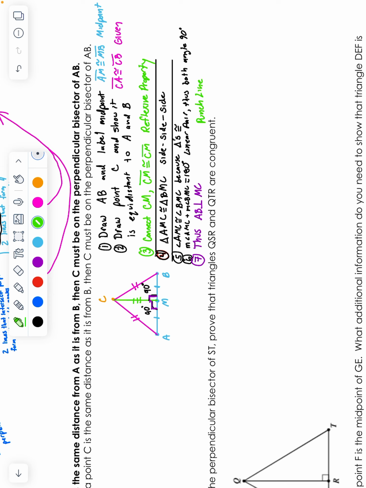So the overall punchline: CM bisects AB. We showed that by simply drawing it to the midpoint. And then AB is perpendicular to CM. So point C is on the perpendicular bisector.